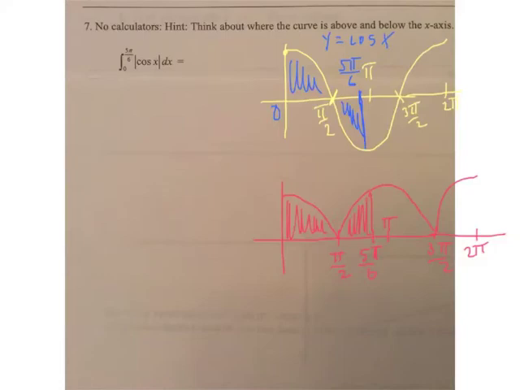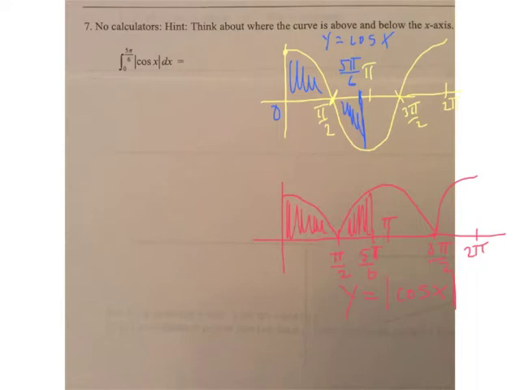Okay, this is problem number 7, and we are asked to integrate the absolute value of cosine x from 0 to 5 pi over 6. And I have gone ahead and drawn both the cosine curve, and the red one down here is the absolute value of cosine x.